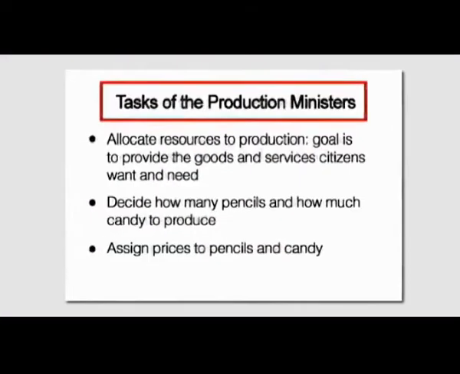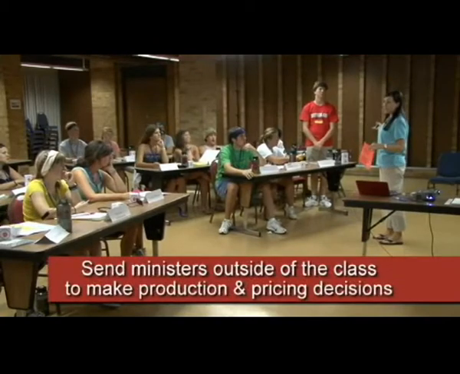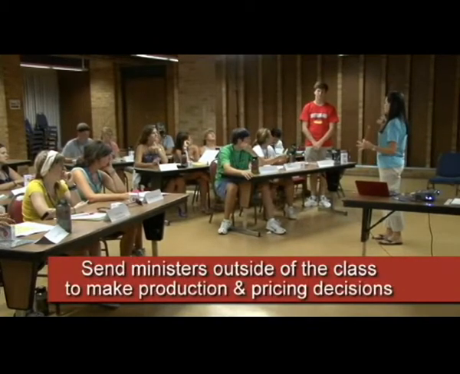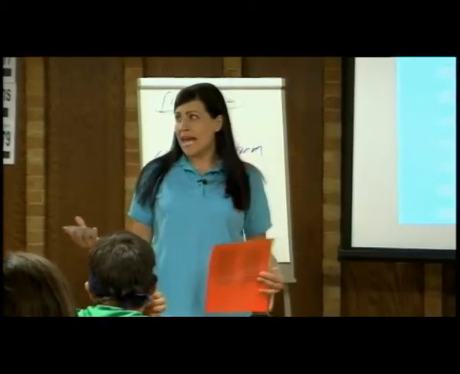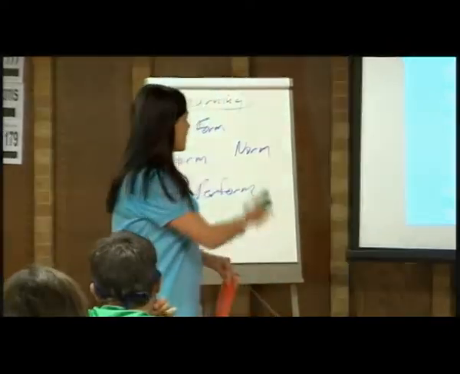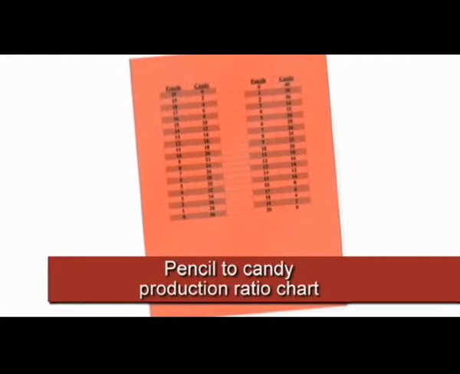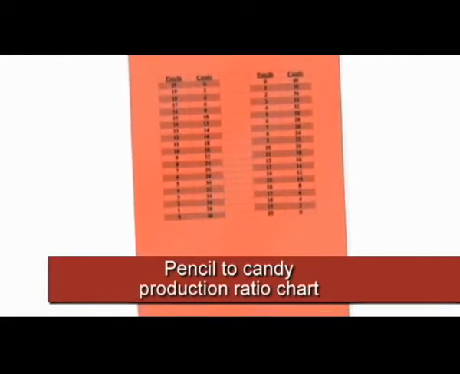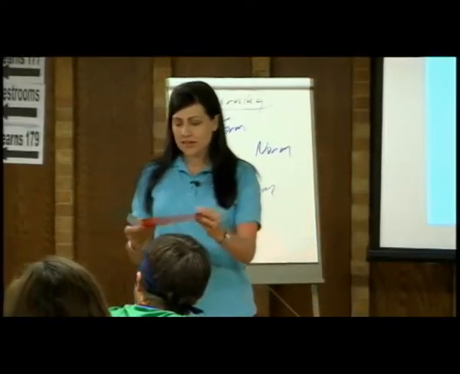The planning ministers are tasked with deciding how to use the available resources to produce 2 consumer goods, pencils and candy. Give them their minister's instruction handout and send them outside of the classroom to make their production and pricing decisions. You can choose to produce all pencils, or all candy, or some combination in between. This chart shows you different combinations of candy and pencils, and your job is to decide how much. Remember, you want to keep the people happy, and you don't want there to be any wasted resources, okay? So I'm going to let you take this outside.